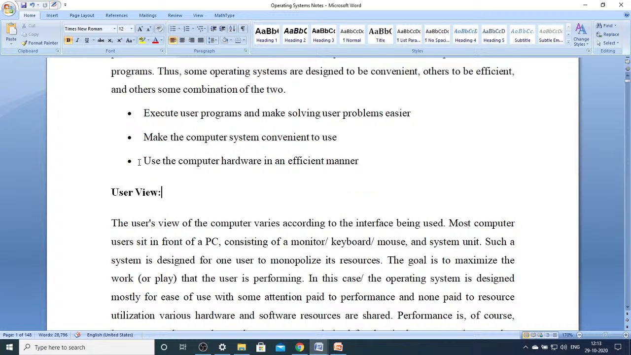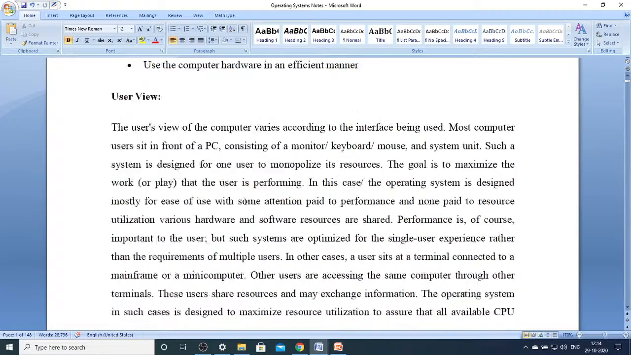And the third objective is to use the computer hardware in an efficient manner. So these are the three key objectives. The first primary objective is to execute the user programs in order to solve the user problems easier. The second objective is to make the system convenient to use, and the third objective is effective utilization of the hardware. So these are the three objectives you need to address with regard to the objectives of the operating system.